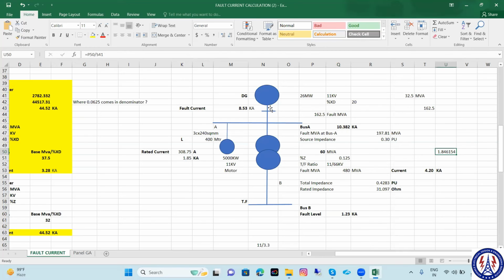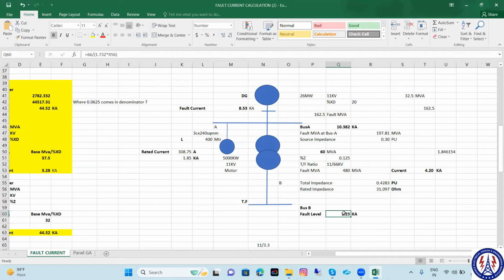Basically, this will work as a source. Now, source impedance will be base MVA divided by fault MVA. Now, I will add here the transformer impedance, which is this one, 12.5. Both impedances will be added here. This is transformer impedance plus source impedance, and here it is converted into ohm because we use V upon √3Z, that is in ohm. So, based on that, I can determine the fault current.